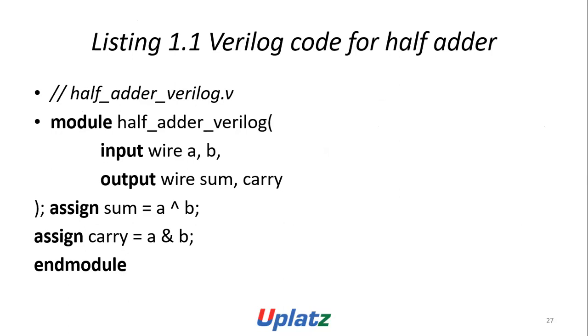half_adder_verilog.v: module half_adder_verilog (input wire A, B, output wire sum, carry); assign sum = A XOR B; assign carry = A and B; endmodule.